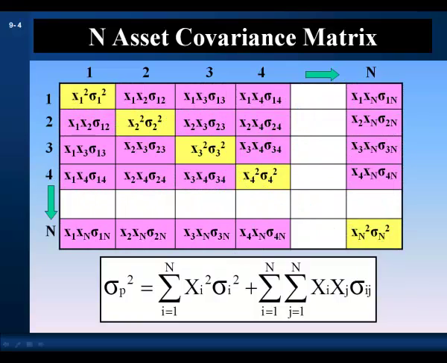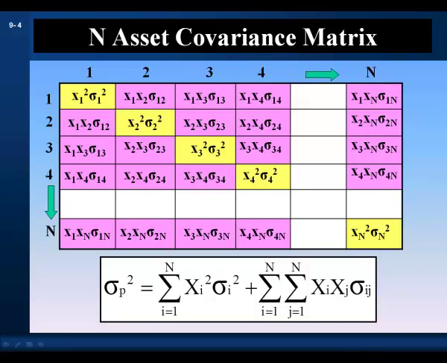Consider the variance of a well-diversified portfolio. A well-diversified portfolio contains n total securities. Its variance is the sum of the elements of an n by n covariance matrix. In an n by n matrix, there are n squared total elements. The diagonal elements are variance elements, and there are n total variance elements. The off-diagonal elements are covariance elements. There are n squared total elements. There are n variance elements. So there are n squared minus n covariance elements.